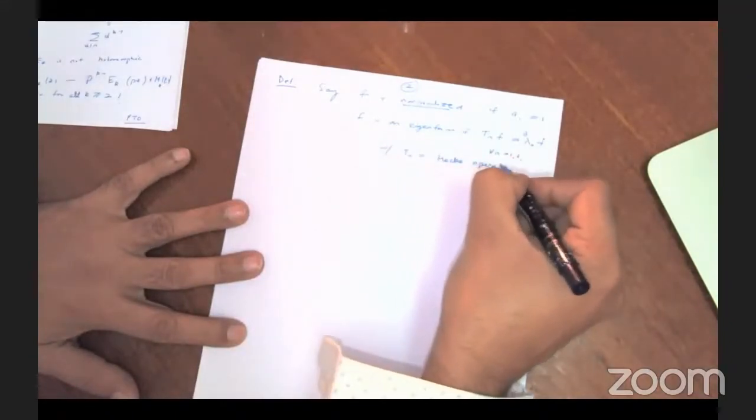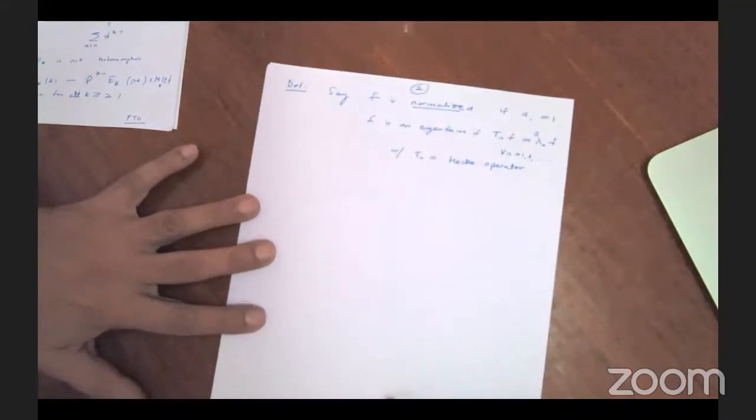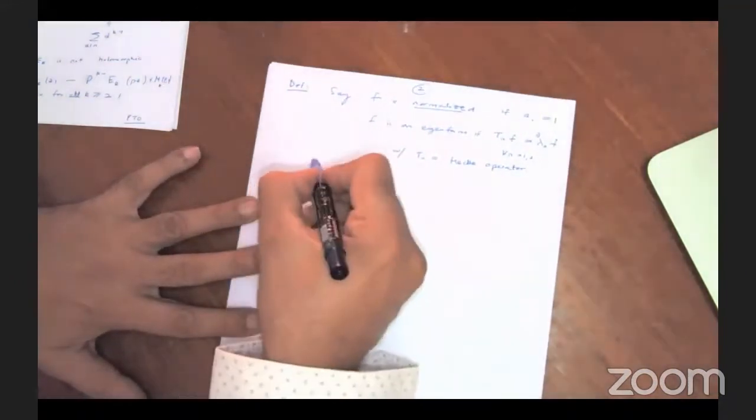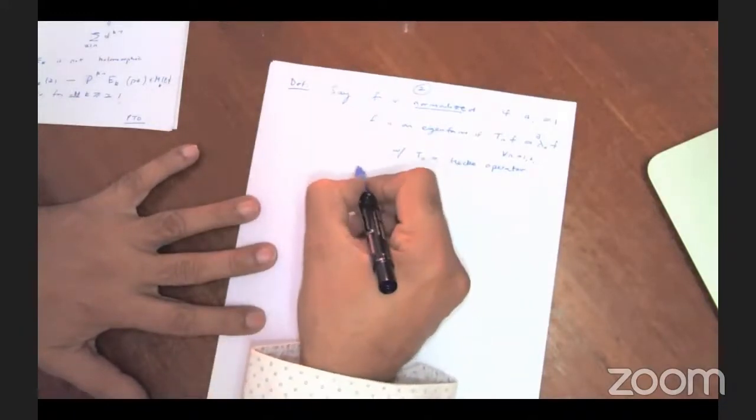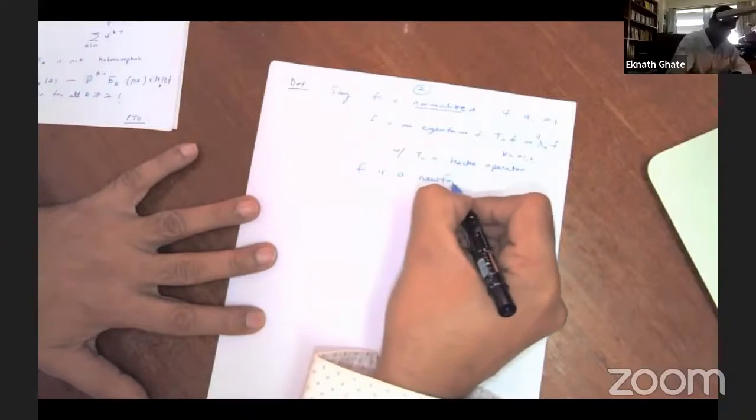Excuse me, sir. Yes. Can you please write a bit larger? Okay. Okay. Yes. And finally, f is a new form. Maybe I'll go back and zoom in on this page. Does this help?